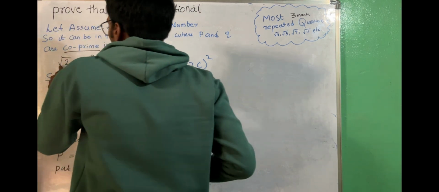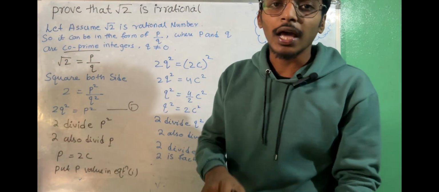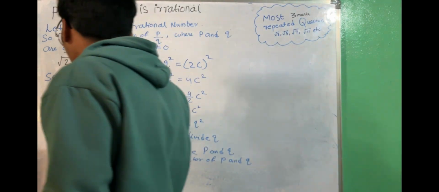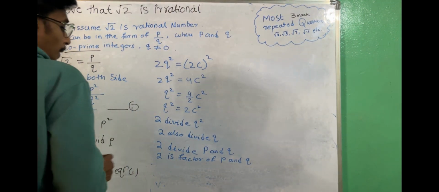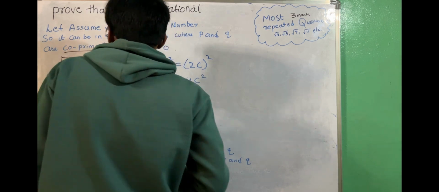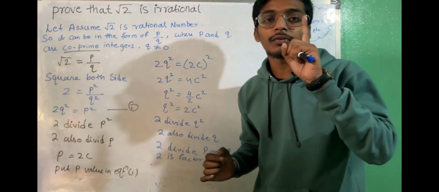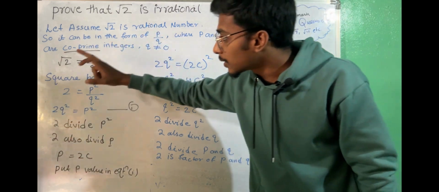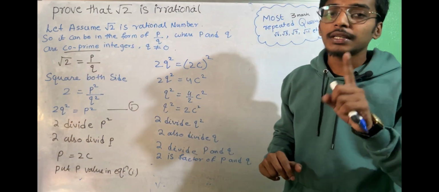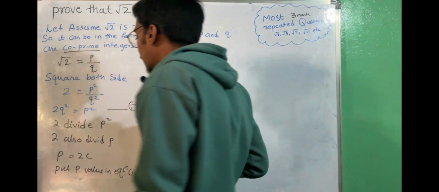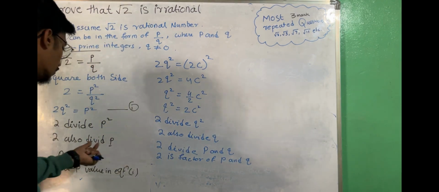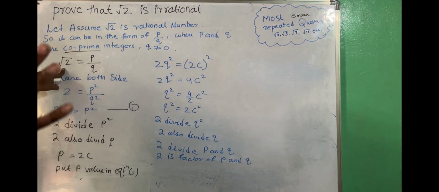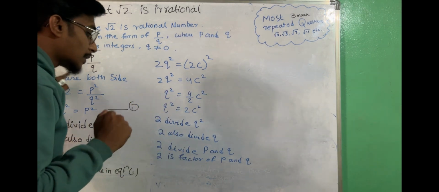If root 2 is a rational number, it must have only one single factor, that is 1. Now you can see 2 is a factor of p and q. That means it has more than one factor. That means our assumption is wrong. It is not a rational number. If it were a rational number, it would have a single factor, that is 1. Now you can see it has 2 as a factor. Our assumption is wrong. If root 2 is not a rational number, it will be an irrational number.